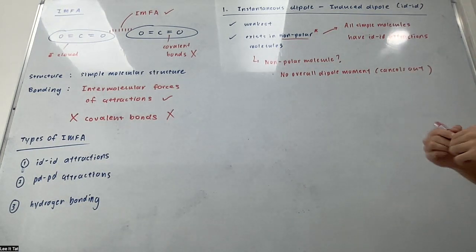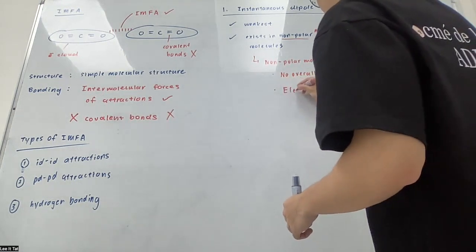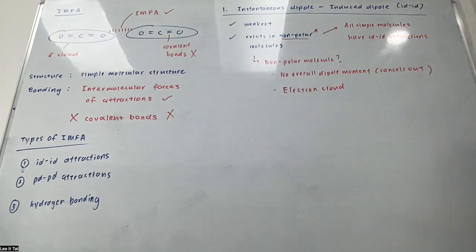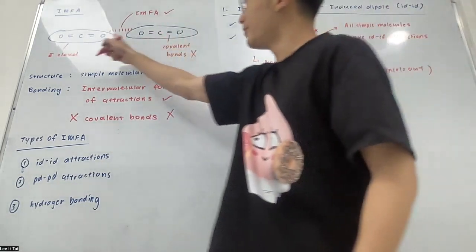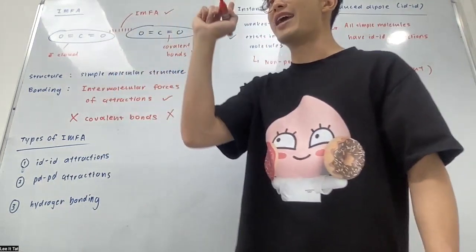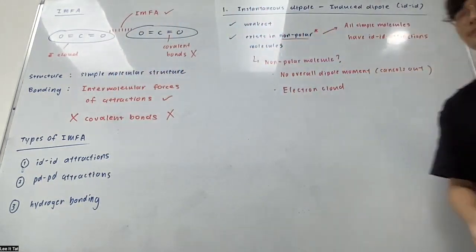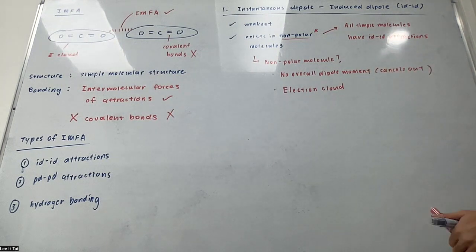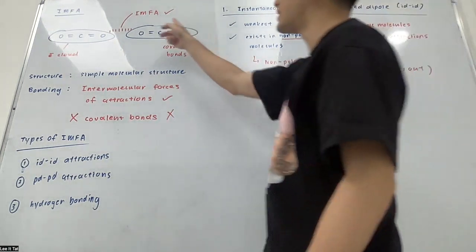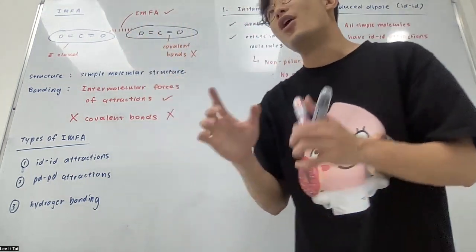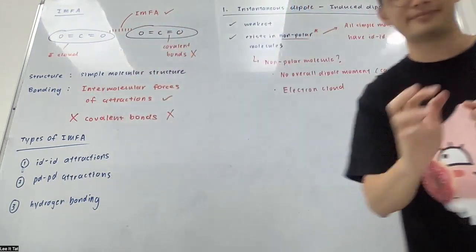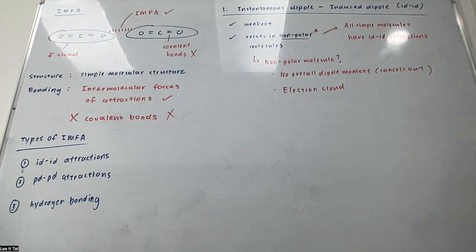Guys, let me ask you a question. The electron cloud of a non-polar molecule, I give you two options. Do you think the electron cloud is symmetrical or asymmetrical? Think about it. No overall dipole. So is it symmetrical, a very nice symmetrical oval shape? Or is it asymmetrical, meaning it's not evenly distributed? Asymmetrical? No, not exactly. Take a look again now.